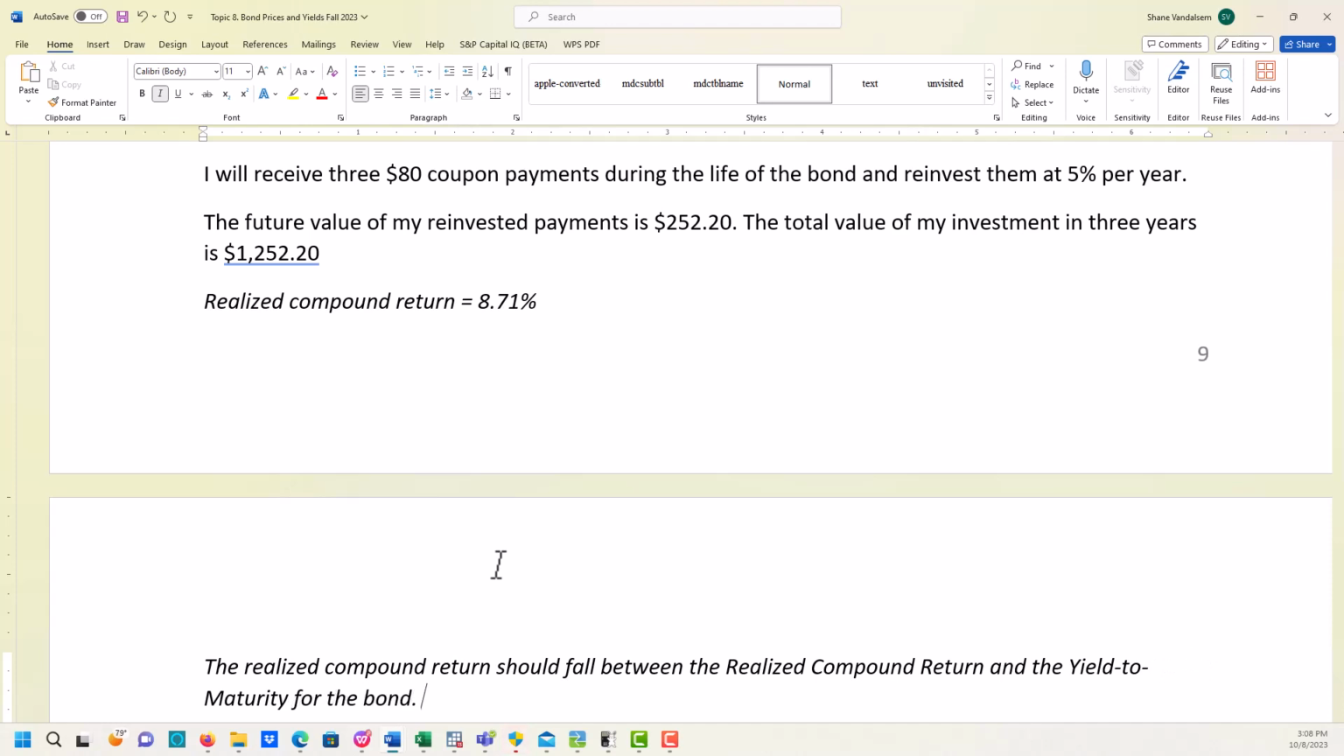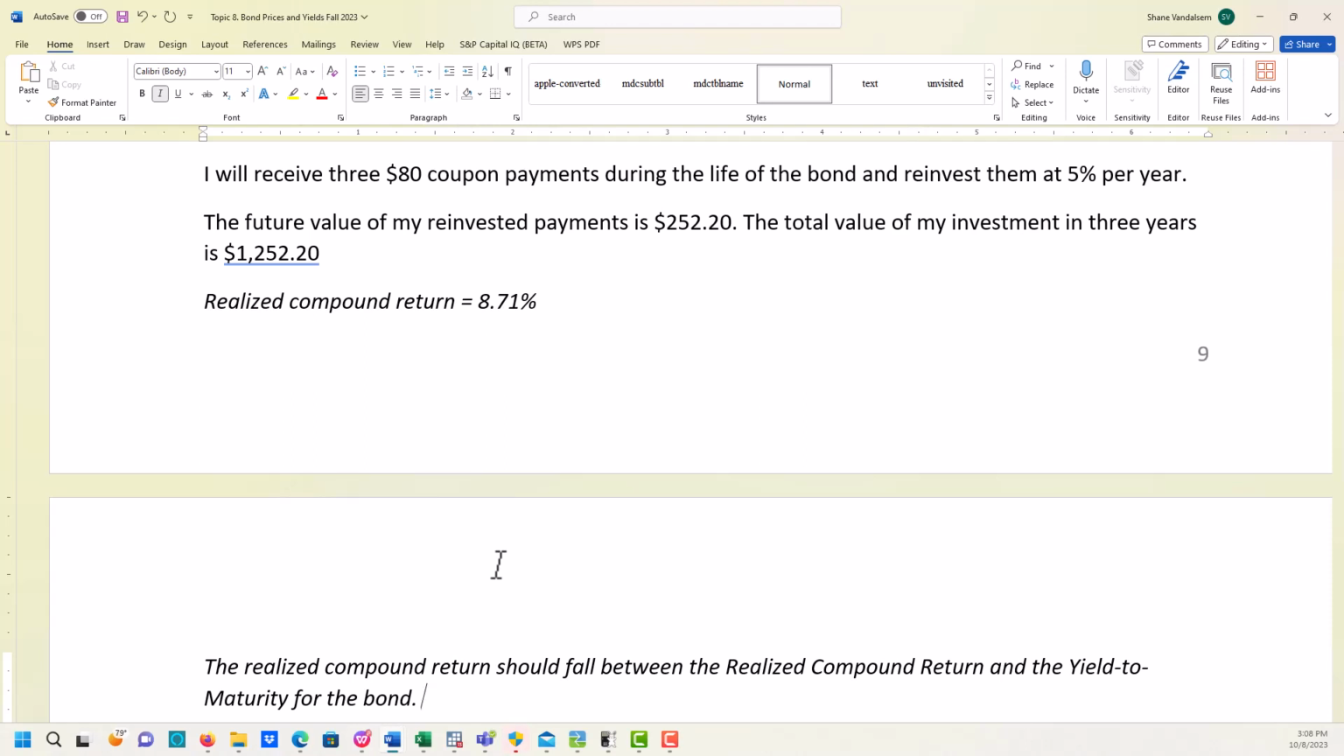And it does in this case because our yield to maturity is 9% and our reinvestment rate is 5%, and 8.71 is in between those two numbers. You couldn't have it at less than 5% because you're earning at least that amount. That's the minimum amount you're earning, and you couldn't have it for more than 9% because that's the most you're earning on your investments during this time. So it has to be somewhere in between those numbers.